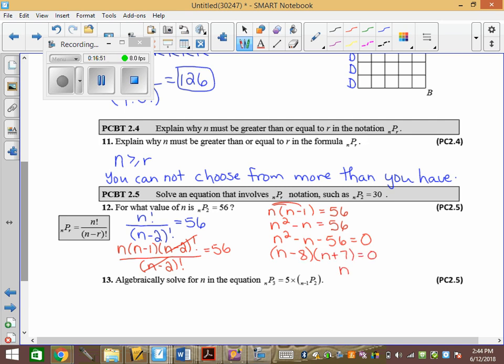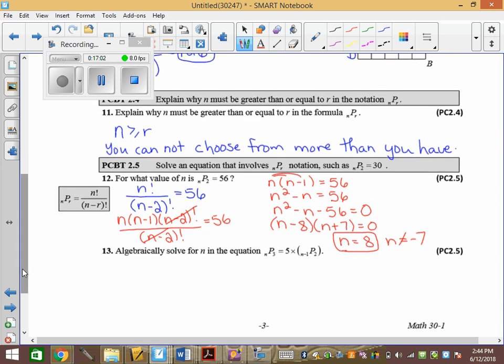So we get n equals 8 and n equals negative 7, which makes absolutely no sense. So the answer is 8. You can't do negative 7 factorial when you plug it back in. It's not going to work. You also can't say negative 7P2. It's not possible.